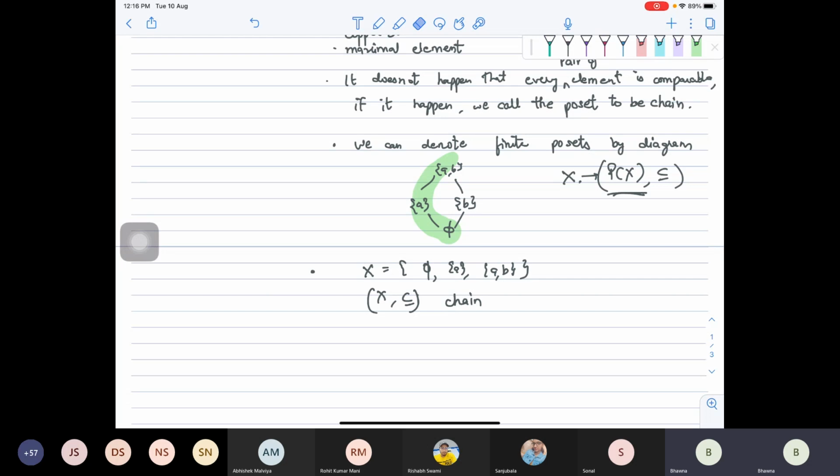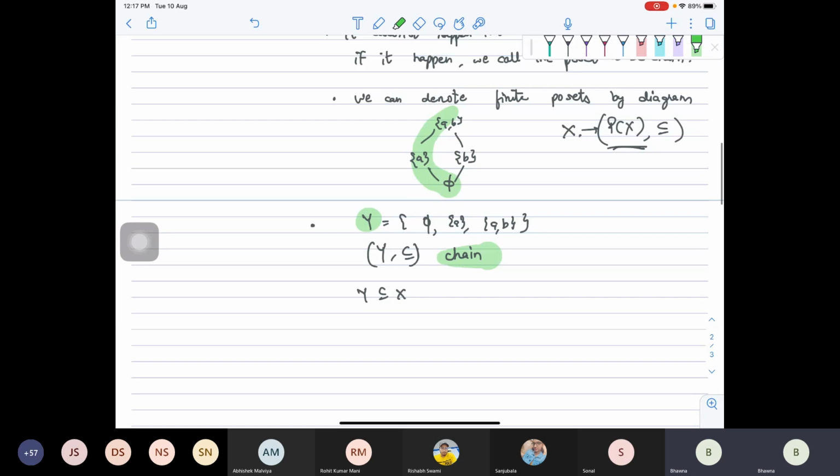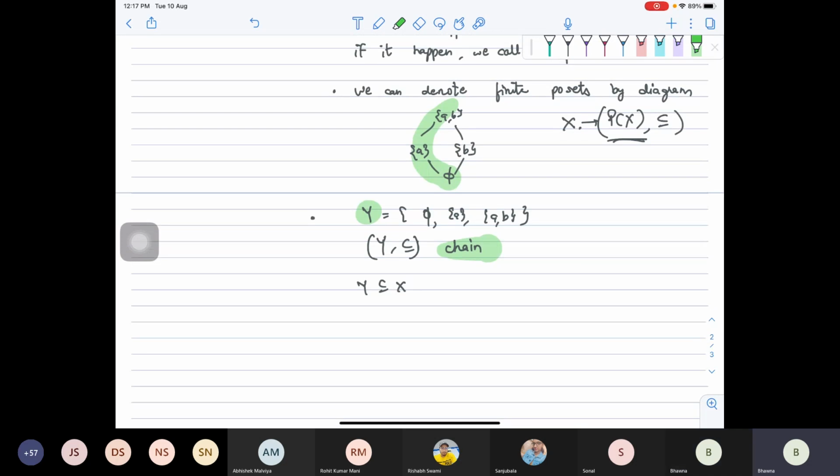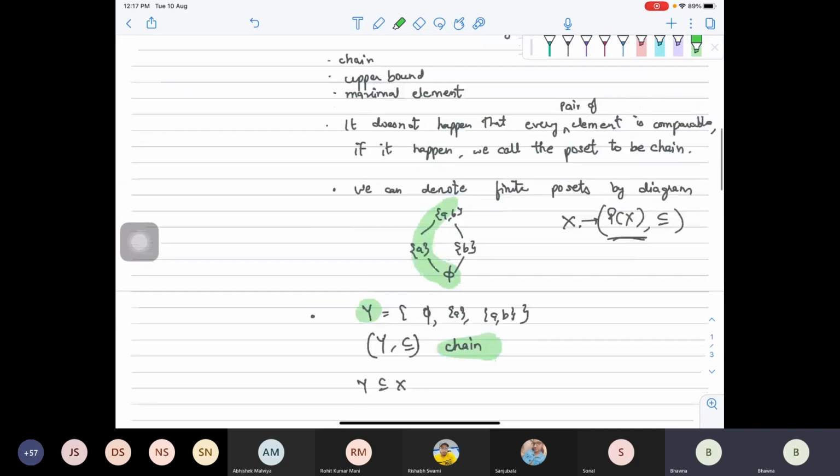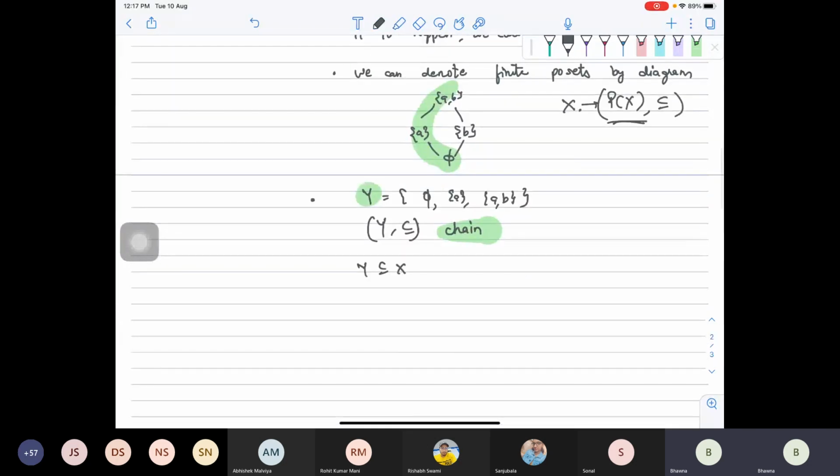I think I should denote this by something, say Y. If I take Y, then Y is a subset of X, right? But Y is actually a chain. The highlighted part, in green, is a chain. I'm sorry, the way I explained is why you have trouble between upper bound and maximal element. I'm sorry, and thank you for pointing that out.